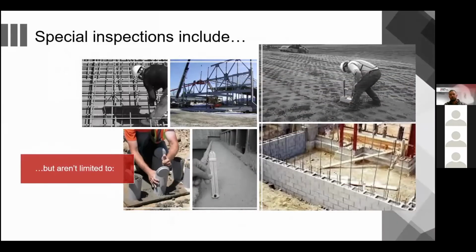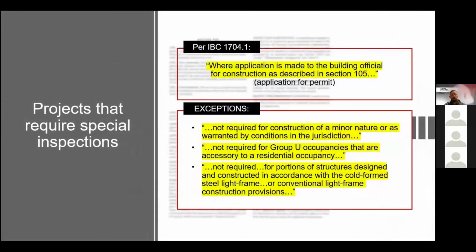Just to touch base on some of the standard inspections, it would be earthwork and soils, masonry, steel reinforcement, concrete, fireproofing, and structural steel. We're going to review some of these, and then we're also going to do some in the lab later, and also discuss a couple of outside the box additional inspections. But first, let's talk about projects that require special inspections, where application is made to the building official for construction as described in Section 105. I'm not going to tell you about Section 105, but essentially, anytime there's an application for a permit for a commercial building, I would say 9.9 times out of 10 special inspections will be required.